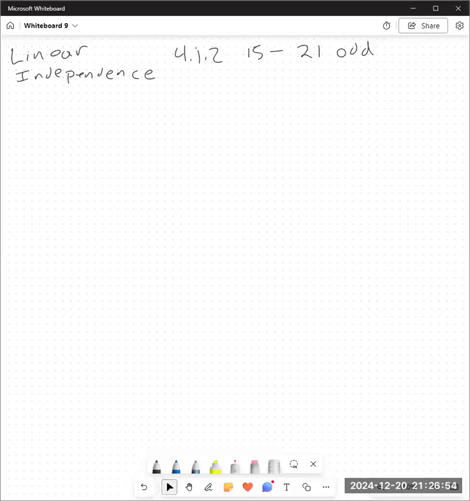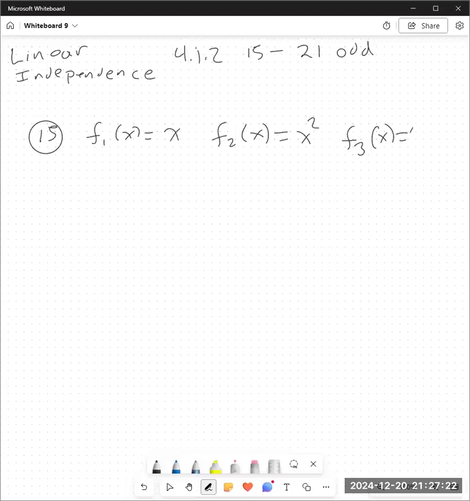In this video, we're going to talk about linear independence of a set of functions. This is from textbook section 4.1.2. We're going to be looking at problems 15 through 21 odd. Our first example is f1 of x is equal to x, f2 of x is equal to x squared, f3 of x is equal to 4x minus 3x squared.